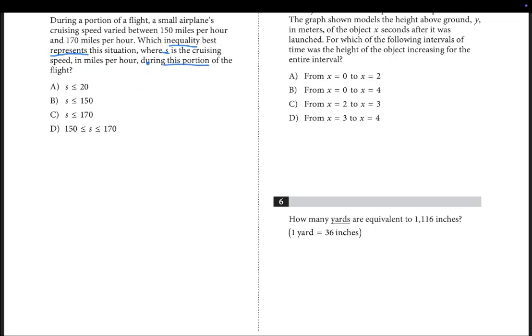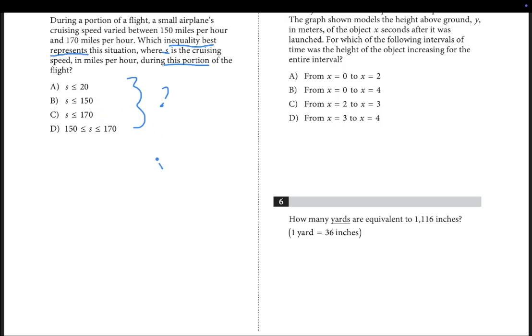So here, whenever we have a problem that states which best represents the situation, that means we're going to have at least 2 answer choices that are going to try to confuse us, meaning they're very similar, but just one slight thing makes one of them right. So here we're going to say a small airplane's cruising speed varied between 150 miles per hour and 170 miles per hour. So we're going to write inequalities for this.